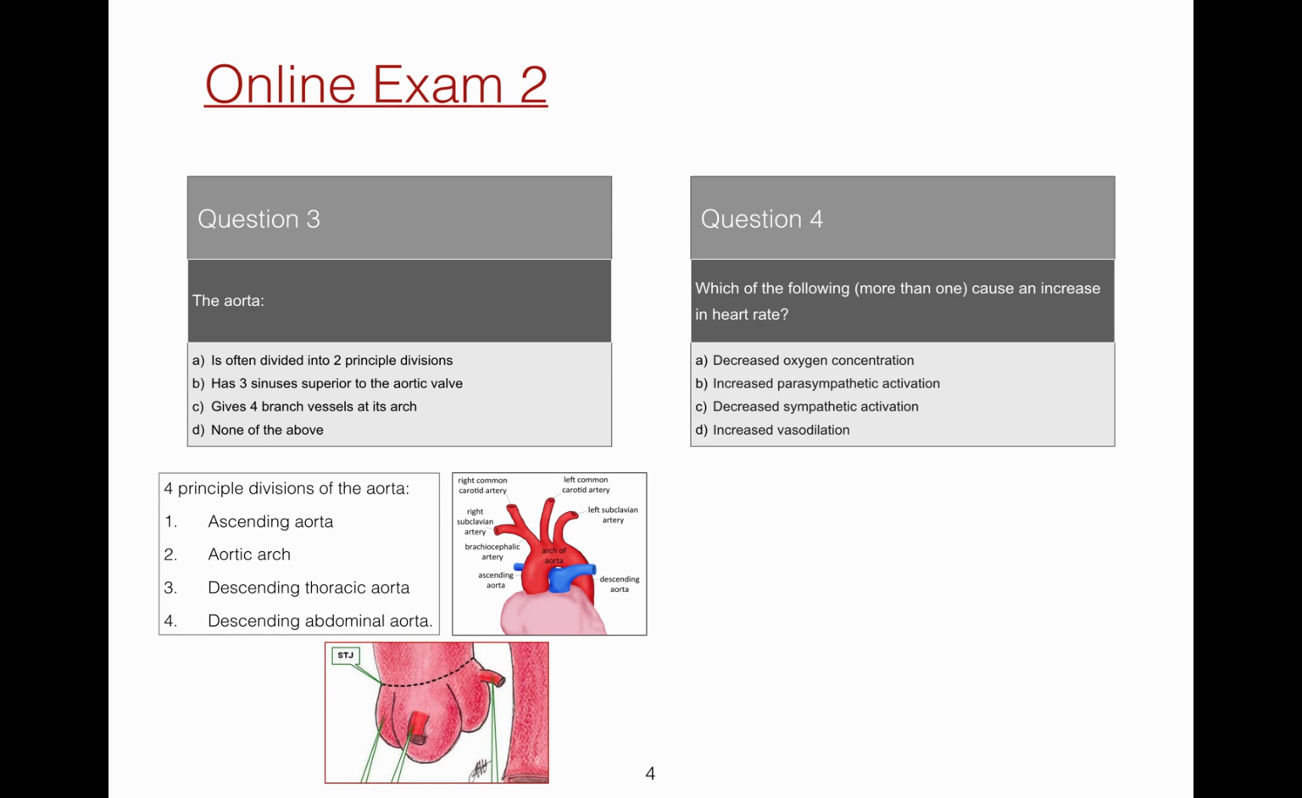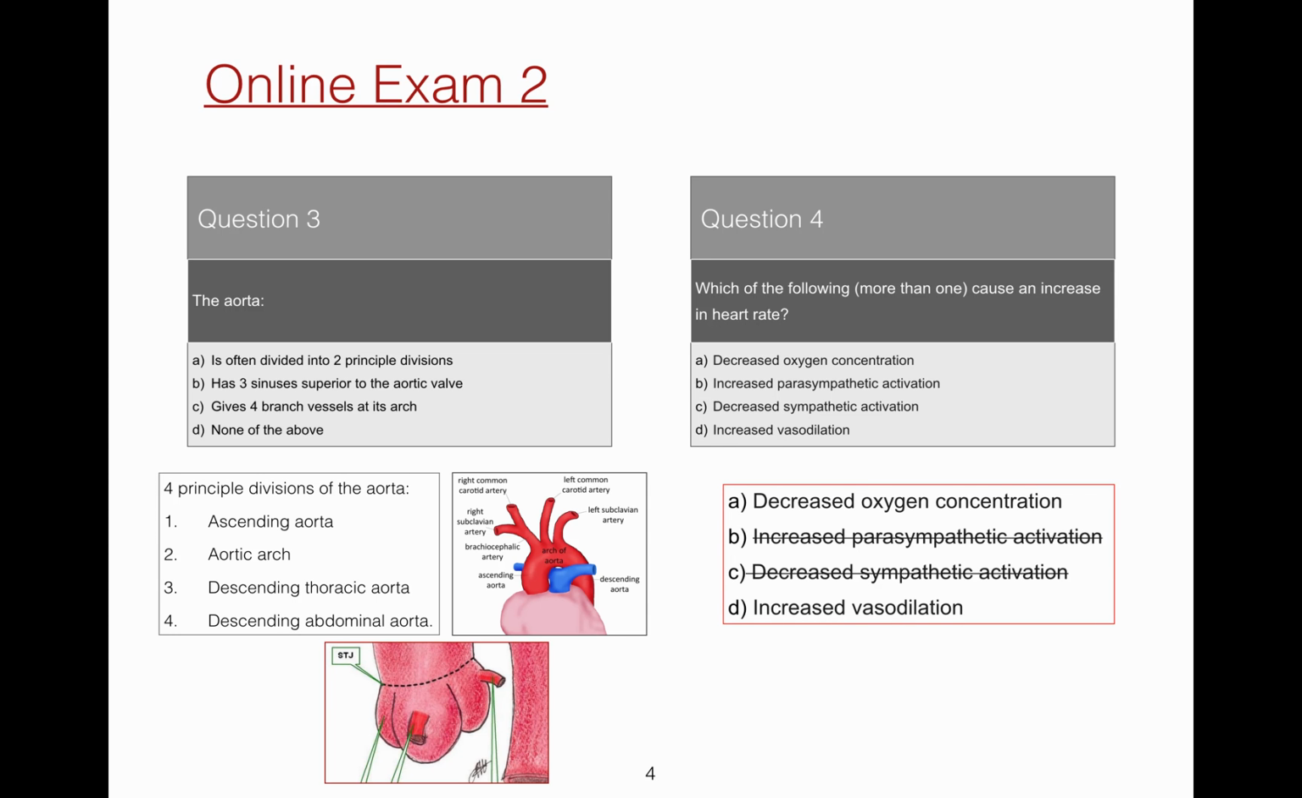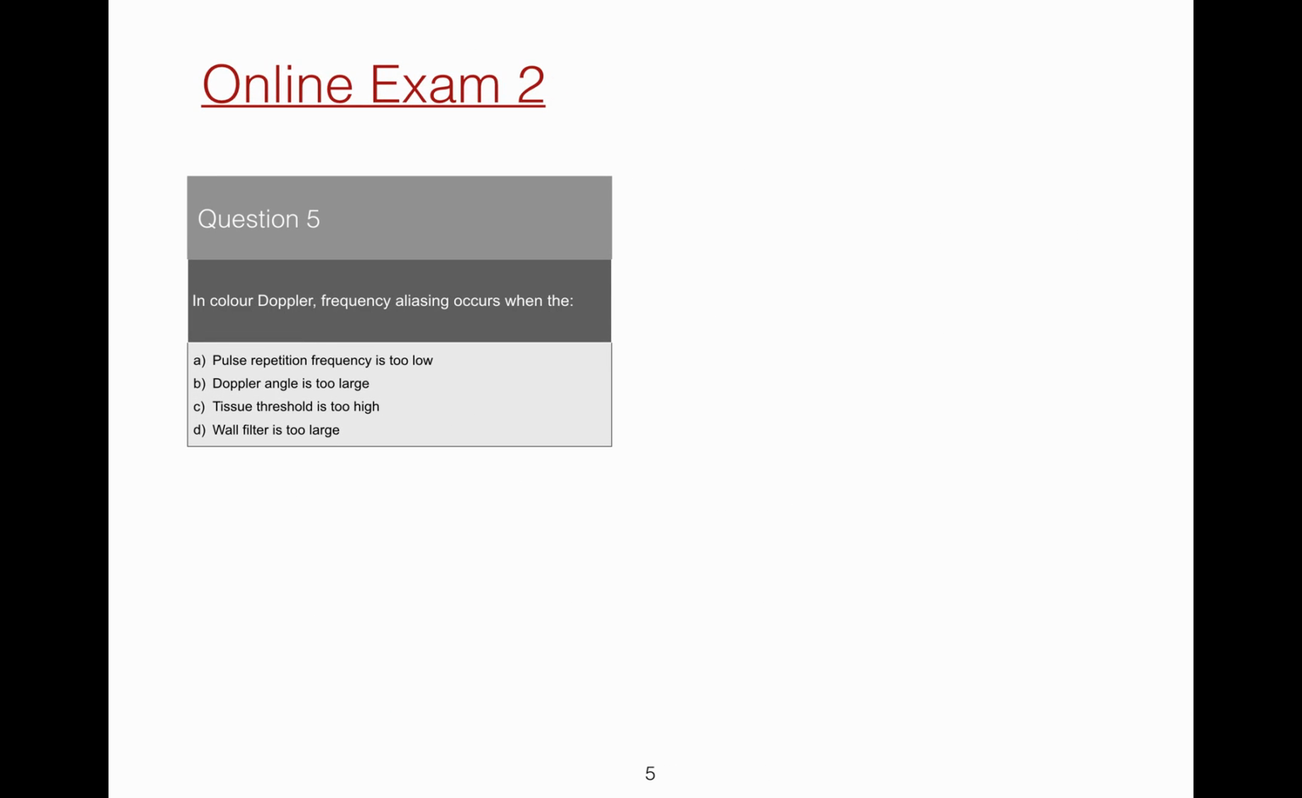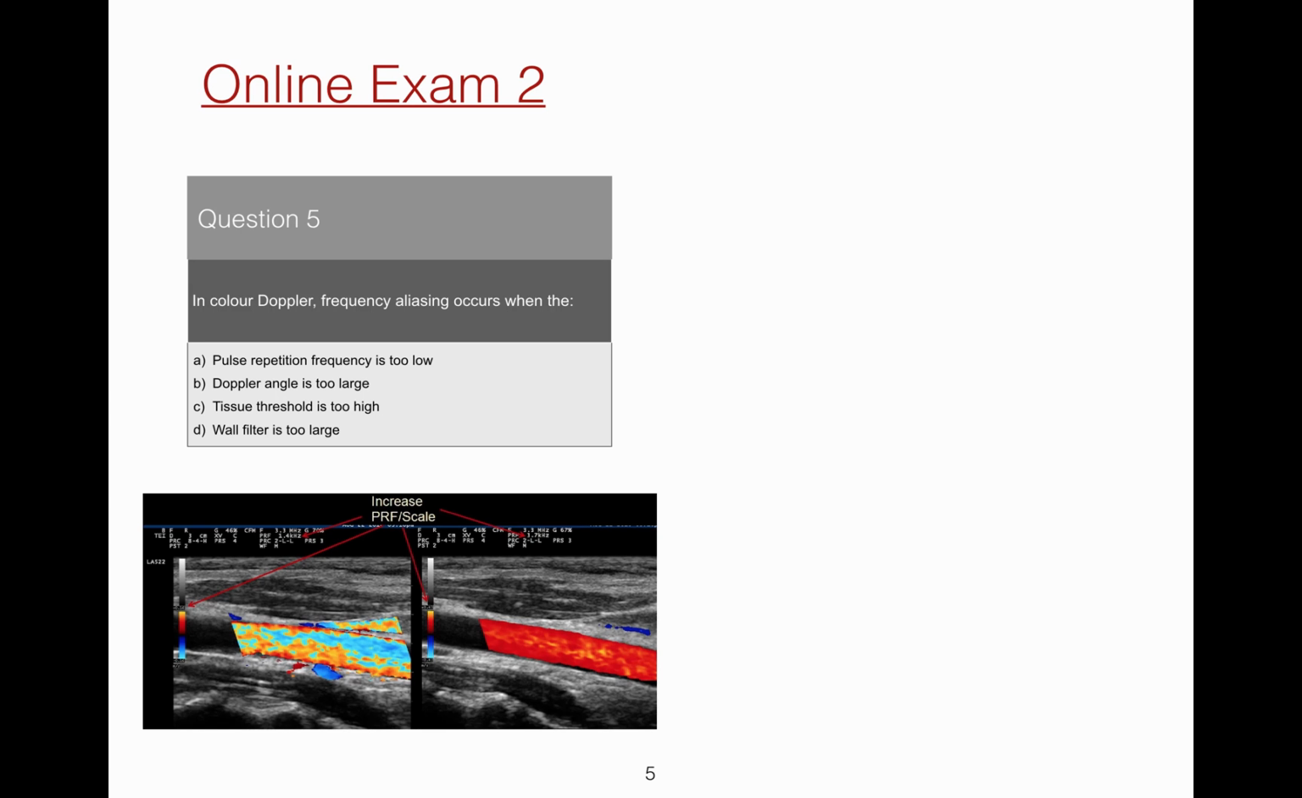Question 4. Which of the following, more than one, cause an increase in heart rate? Decreased oxygen concentration and increased vasodilation both cause an increase in heart rate. Question 5. In colour Doppler, frequency aliasing occurs when? It occurs when the pulse repetition frequency is too low, and this can be corrected by increasing the colour scale.